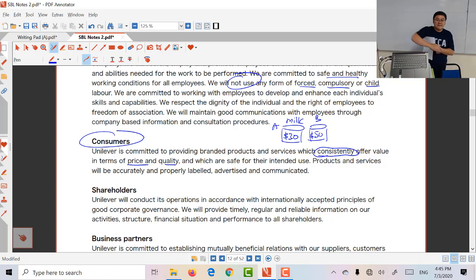So next time when you see all the Unilever products, you compare this shampoo, these are more expensive, definitely better one. They say so, unless they lie, okay? Then they commit that their product must be safe for intended use. Meaning, if you take the shampoo and drink, you die. You cannot blame them because shampoo is not to drink. The intended usage, you must follow.